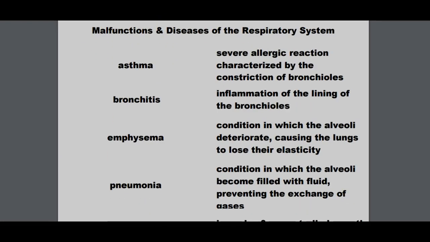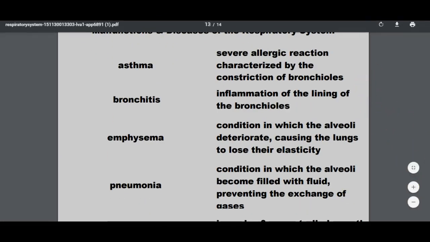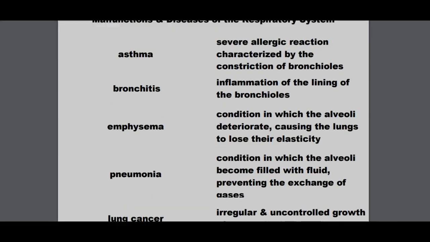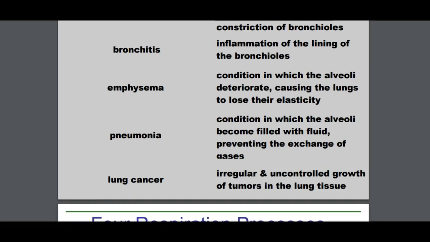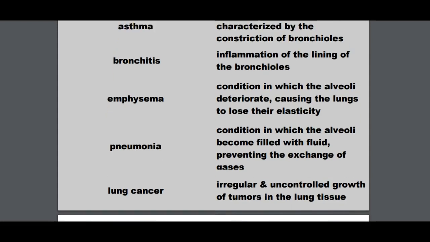Now, some of the malfunctions and diseases of the respiratory system include asthma, which is a severe allergic reaction characterized by the constriction of bronchioles. And then you have bronchitis, which is the inflammation of the lining of the bronchioles, and emphysema, which is the condition in which the alveoli deteriorate, causing the lungs to lose their elasticity. And then pneumonia, a condition in which the alveoli become filled with fluid, preventing the exchange of gases. And then lung cancer, irregular and uncontrolled growth of tumors in the lung tissue.